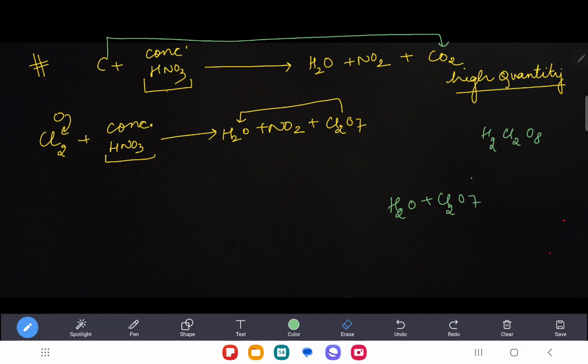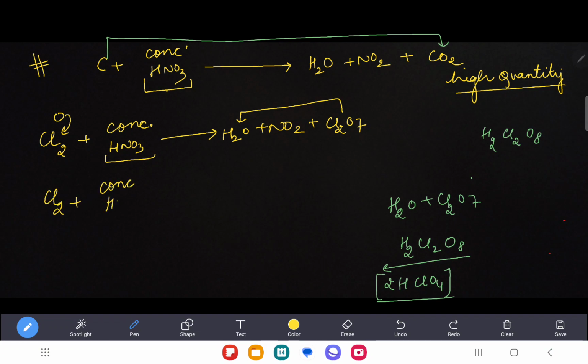So when you combine this, you're going to get H2Cl2O8, and then take out 2 common, so that shall become 2 times HClO4. Are you understanding? So this is the concept. Rather than writing this down, your books will write it like this: Cl2 plus concentrated HNO3 will give me NO2 gas, nitrogen dioxide, which is a reddish brown gas, and HClO4 shall be formed, which is nothing but perchloric acid.